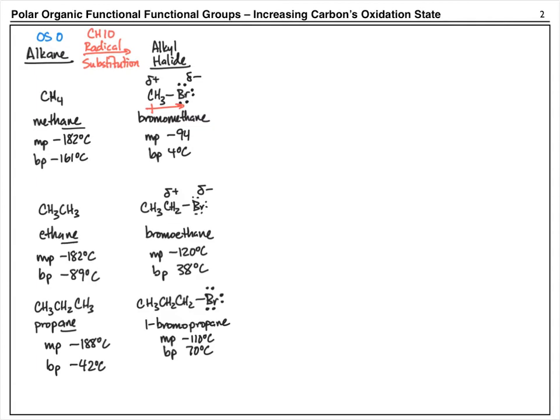These compounds are constitutional isomers. So now this is a different compound. So the bromine is now at the 2 position, so it's 2-bromopropane. And they're going to have different physical properties. So this melts at -89, and it boils at 59.